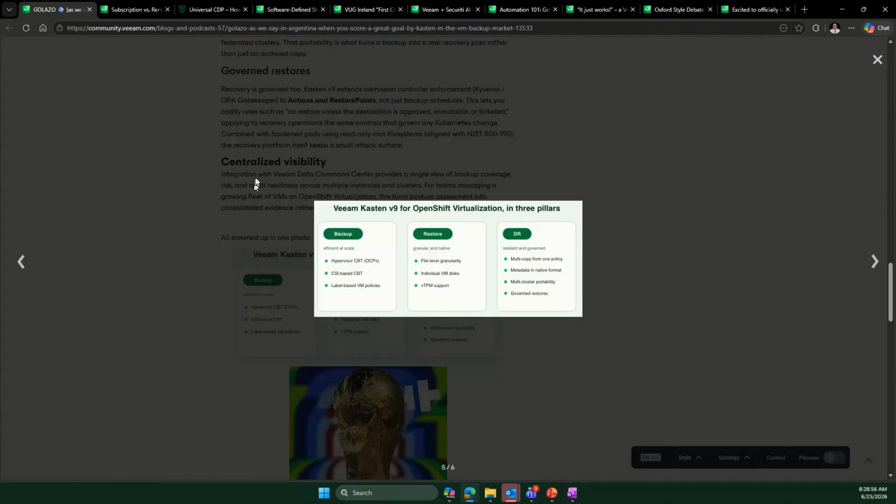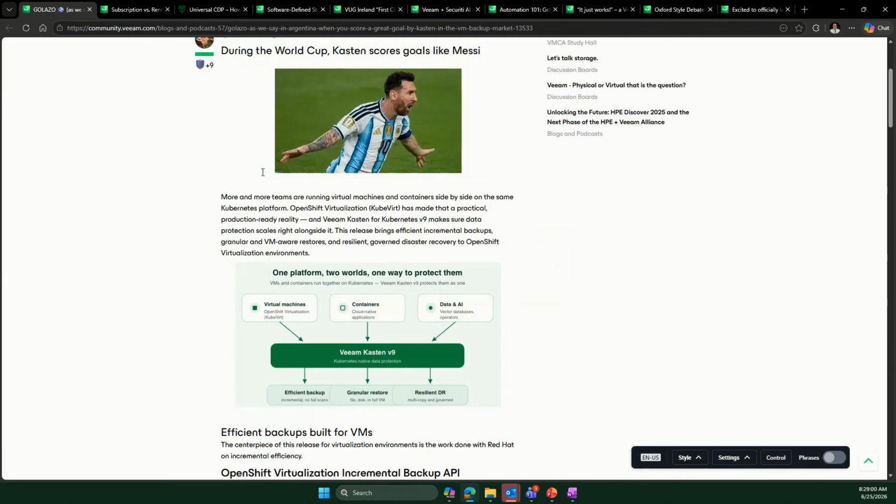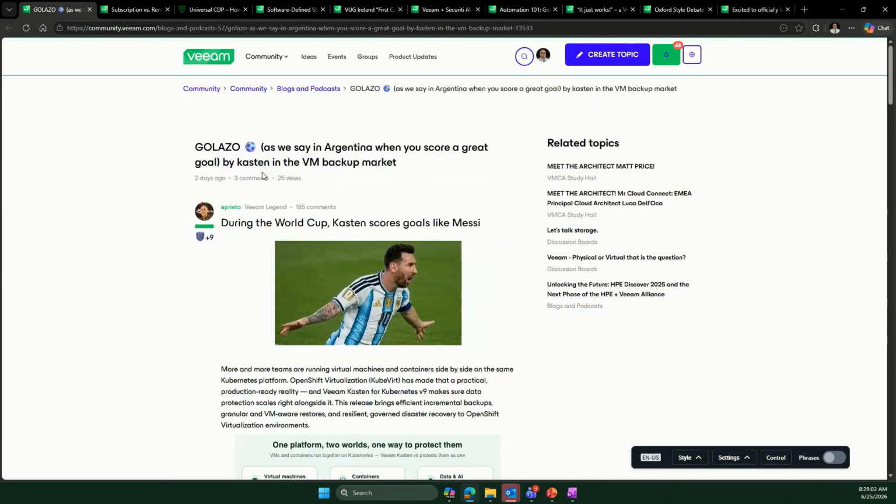And I think this is a really solid article about how Kasten is basically moving toward a single Kubernetes native protection model for both VMs and containers. So yeah, this is a good one.